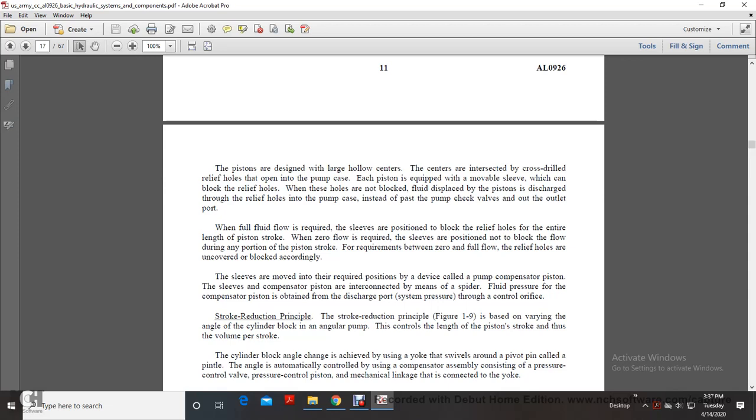Each piston is equipped with a movable sleeve, which can block the relief holes. When these holes are blocked, the piston discharges through the check valve to the outlet port, giving full fluid flow. With the sleeve blocking the relief holes for the entire length of the piston stroke, there is full flow. Zero flow occurs with the sleeve positioned so it does not block the holes during any portion of the piston stroke, and partial flow occurs between zero and full flow.